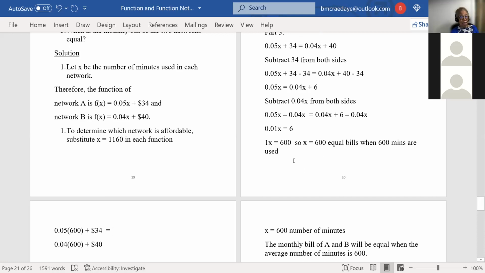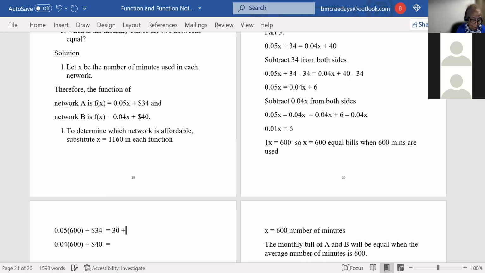And I said to check it, put that 600 minutes in for X in each function, and we should get the same amount. We said they're equal. And I asked Latoya to solve that. What's 0.05 times 600? 0.05 times 600, Latoya. What's that equal to? 30, right?